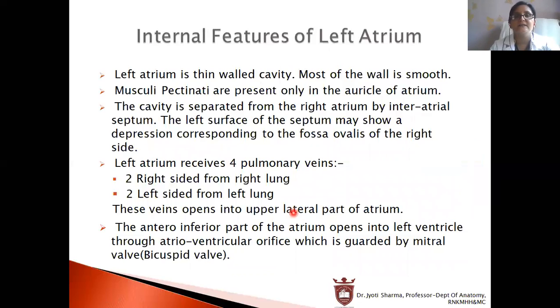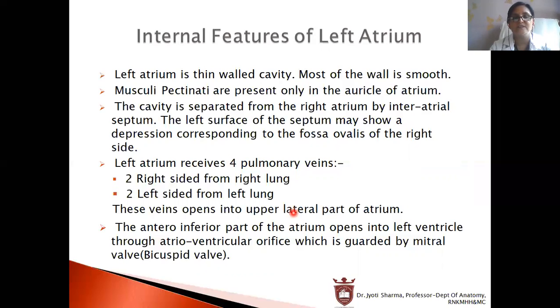Now we will see the internal features of left atrium. The left atrium is thin-walled cavity. Most of the wall is smooth. Musculi pectinati are present only in the auricle of atrium. The cavity is separated from right atrium by interatrial septum. The left surface of the septum may show a depression corresponding to fossa ovalis of the right side.